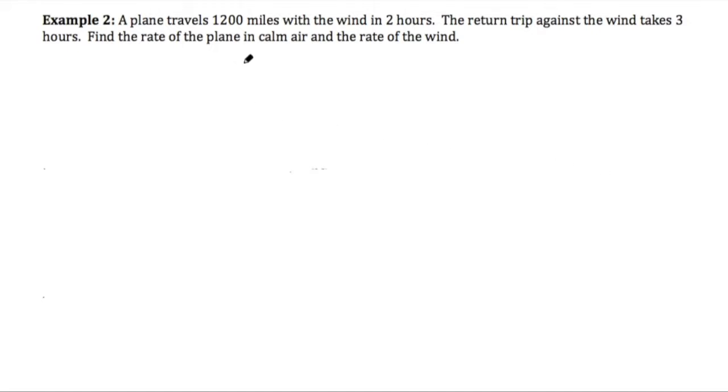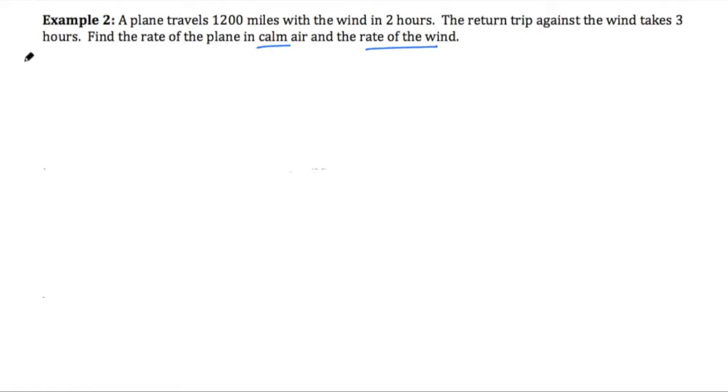It says a plane travels 1,200 miles with the wind in 2 hours. The return trip against the wind takes 3 hours. Find the rate of the plane in calm air and the rate of the wind. So basically we're trying to find the rate of the vehicle on its own, how much it's pushing itself, and then how much is the rate of the thing that's coming against us, the current coming in the opposite direction. So those are the things we're looking for, and as always those are going to be our variables.